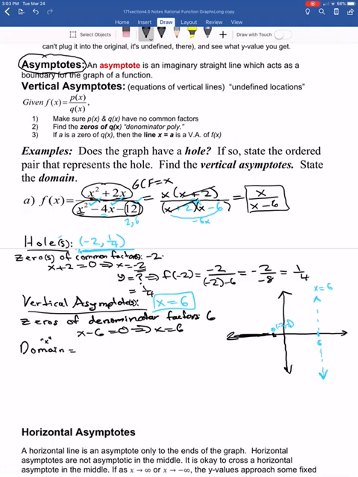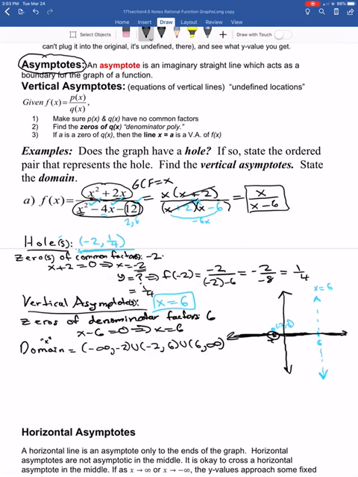Now we won't have anything at negative 2, there'll be a hole there. But we'll see 3 different regions. So all real numbers less than negative 2, all the numbers between negative 2 and 6, between the hole and the vertical asymptote, and then from 6 to infinity. So there's the domain. So remember, domain ties in directly with your holes and vertical asymptotes.